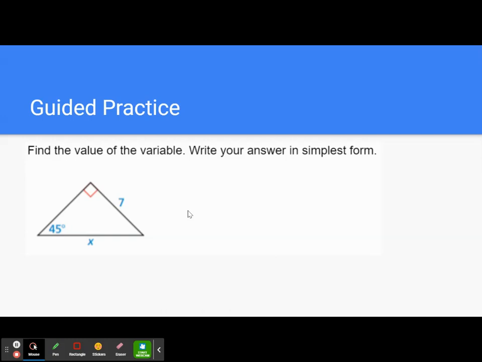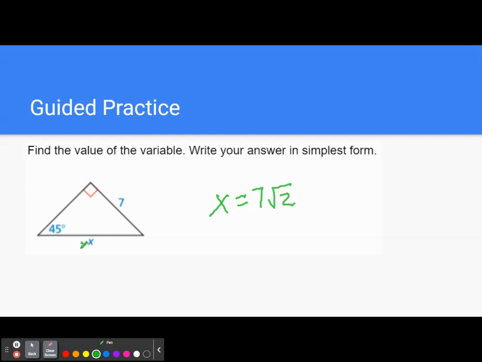X is already boxed up, so you don't have to solve it. It's just that it's perfect. Alright, for this one here, you should have gotten that x equals 7 times the square root of 2. Okay? Would anyone like to see me work that one out?